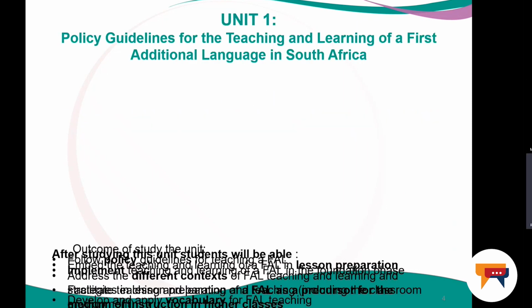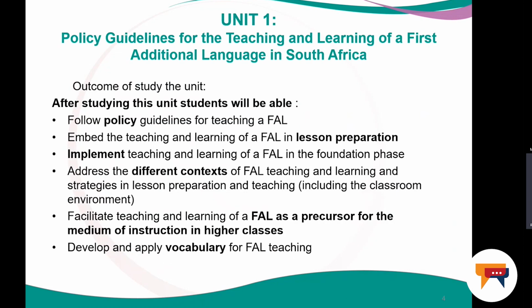We said that unit 1 was looking at this, and these are unit 1 outcomes. It says that after studying this unit, you'll be able to follow policy guidelines, which is very important because you are teachers. You'll be able to teach a FAL lesson, implement teaching and learning of FAL in the foundation phase, and address different contexts of FAL teaching. That's unit 1, which has to do with those outcomes. But above all, facilitate teaching and learning of FAL as a precursor for medium of instruction.